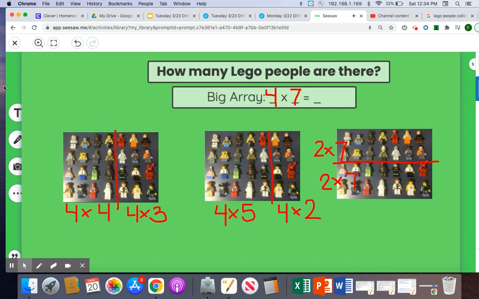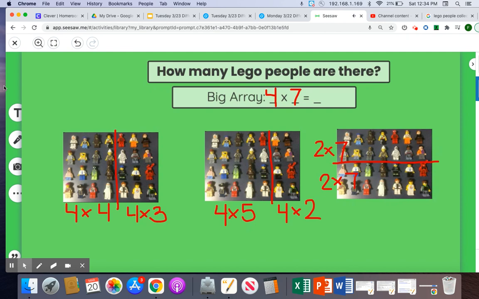So this first way, I have 4 rows with 4 in each row and 4 rows with 3 in each row. So solving 4 times 4 and 4 times 3. I could do that, but I'm going to keep moving on. Now I see I have a 5 here, and 5s are always easy, so I have 4 rows with 5 and 4 rows with 2, so I could solve 4 times 5 and 4 times 2. I could do that, I know I can.